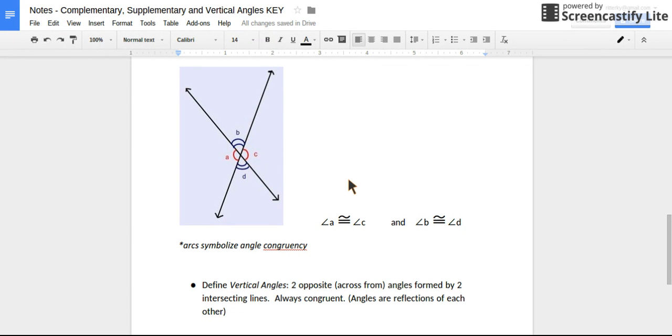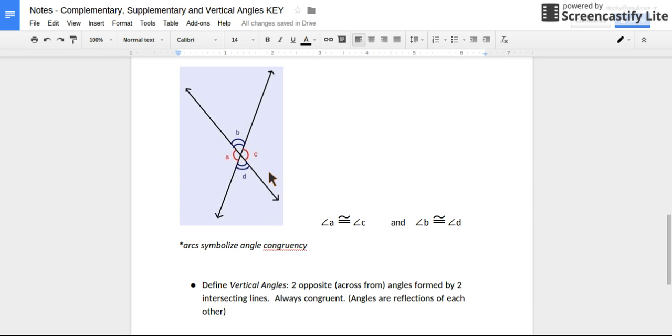Anytime two lines come together or intersect, they're going to create those two pairs of congruent angles. Those two pairs of congruent angles are called vertical angles. And it may help to visualize this V being reflected. That may help you remember that they're vertical angles. The name starts with a V. So vertical angles are reflections of each other.